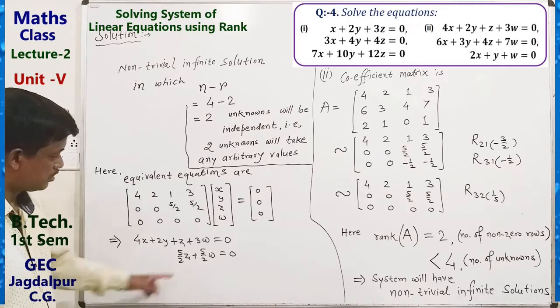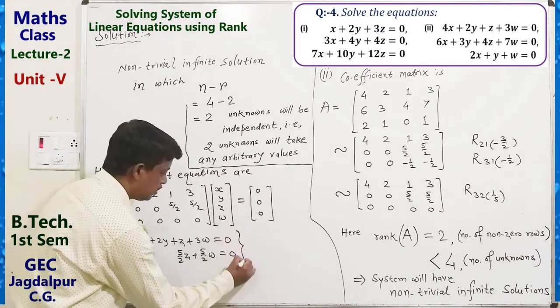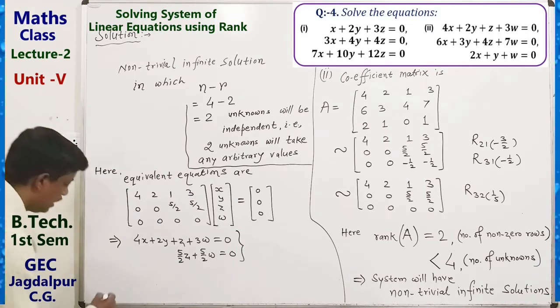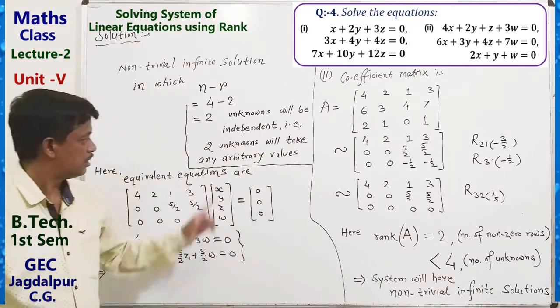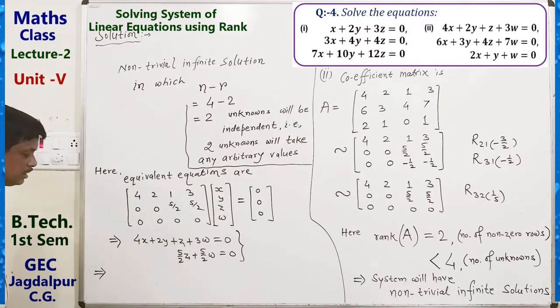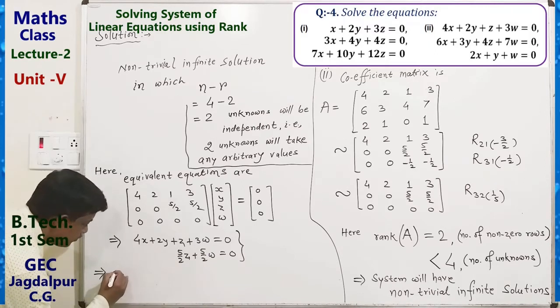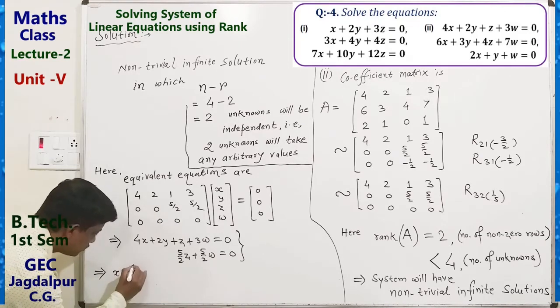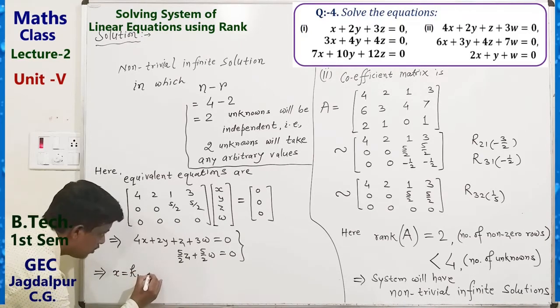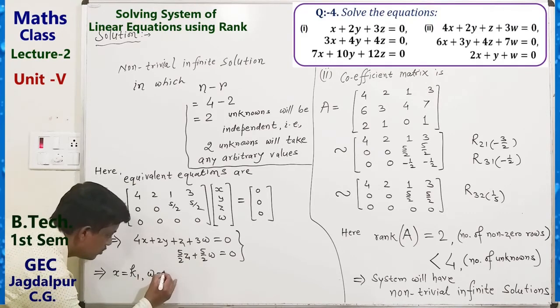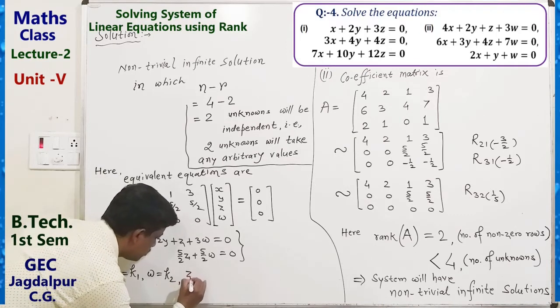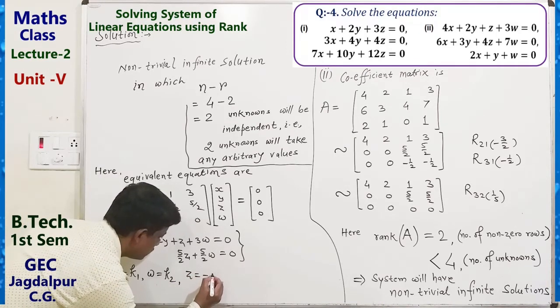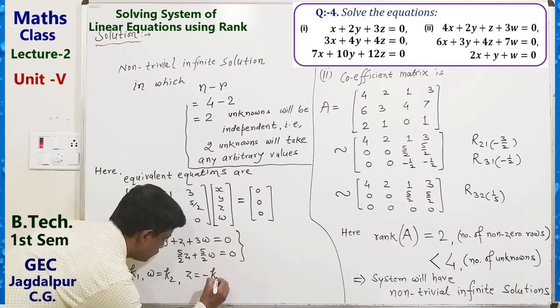Okay. So from here we can find infinitely many solutions, as two unknowns will take any arbitrary values. So here give x equals to k1, okay, w equals to k2, then z equals to minus k2.